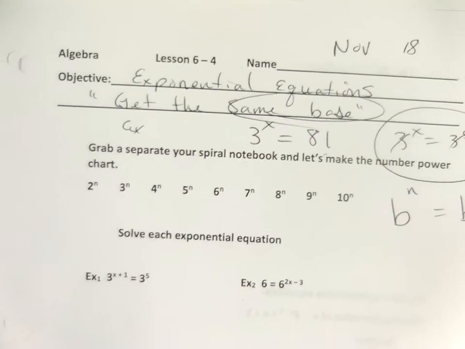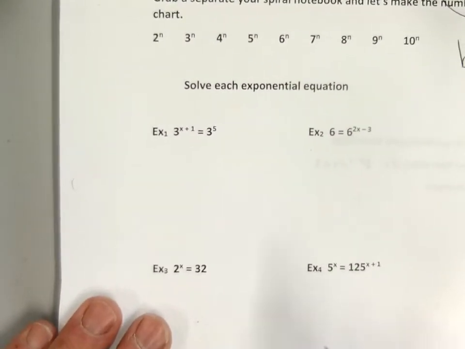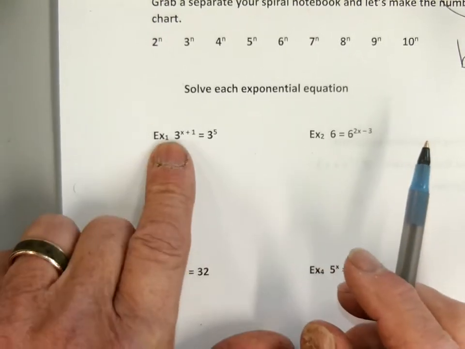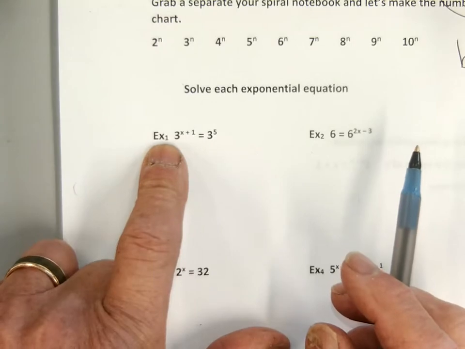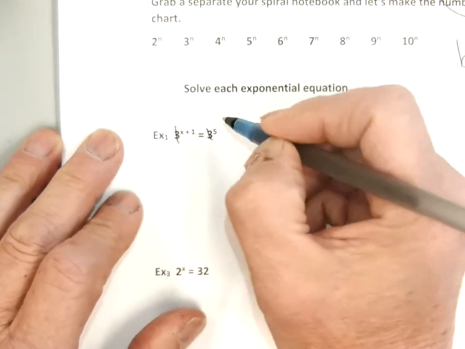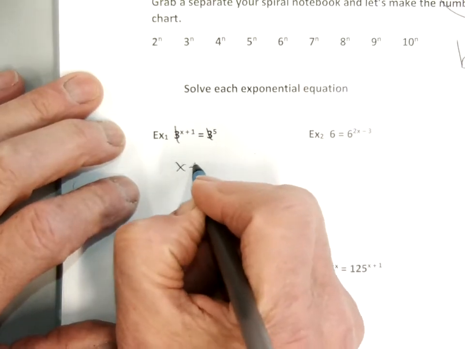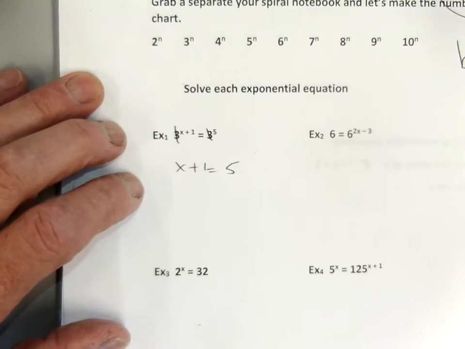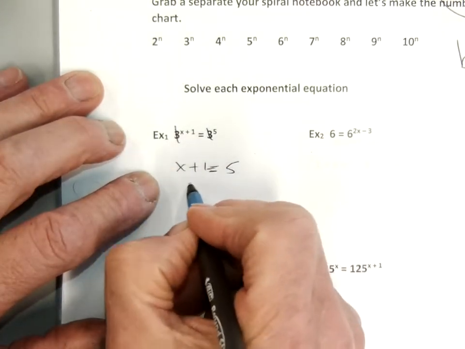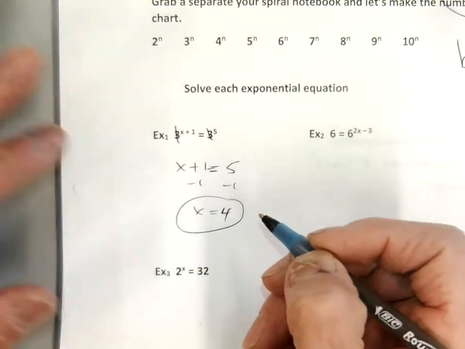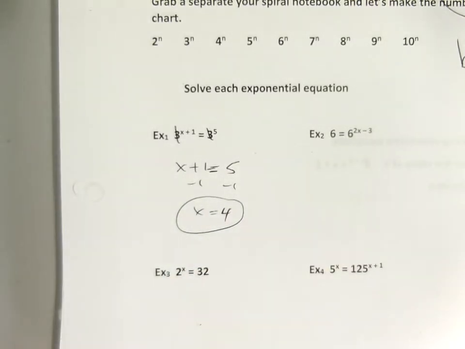So now let's take a look at example 1. Knowing that, do they have the same base? 3 and 3, same base. So I can just cross them out and go to x plus 1 equals 5. Now what do I do? It's easy: minus 1, x equals 4. Wasn't that easy? So if you get the same base, just cancel them out.